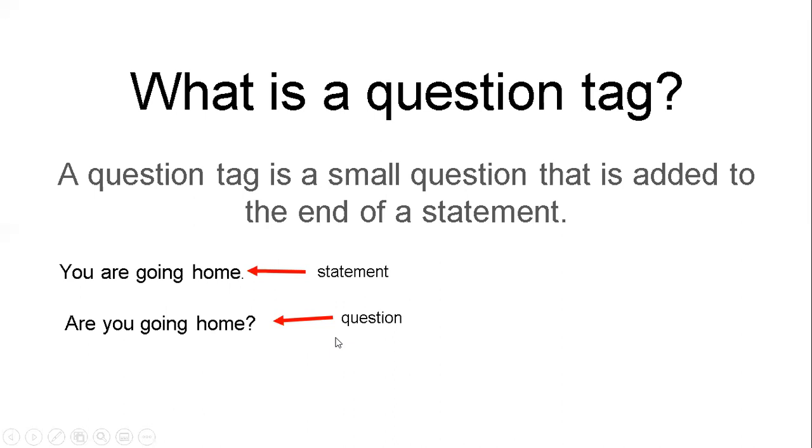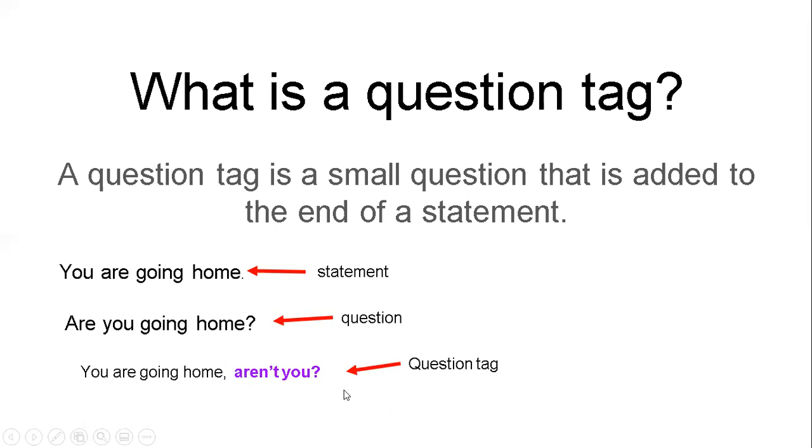Now, if I want to use a question tag, what I will need to do is use the statement first, like this. You are going home. And then add a tag to it, a question tag. Aren't you? So the part that you can see that is colored is a question tag. It is attached to the end of a statement. You have to have a question mark at the end and you have to separate the statement from the question tag with a comma. That's all you need to remember right now.